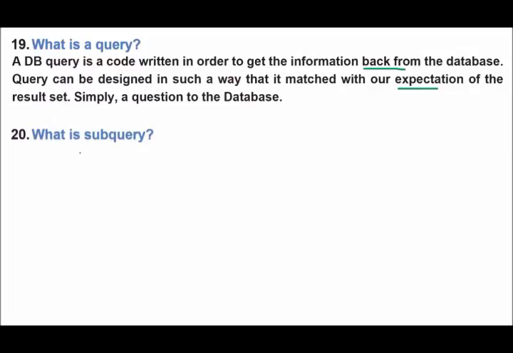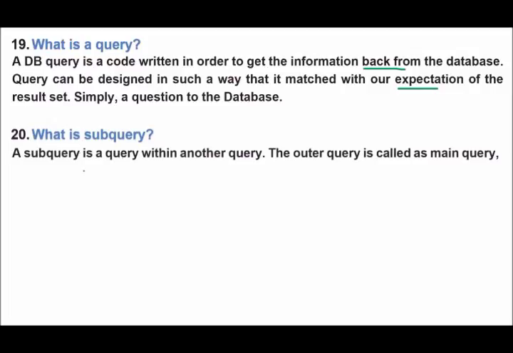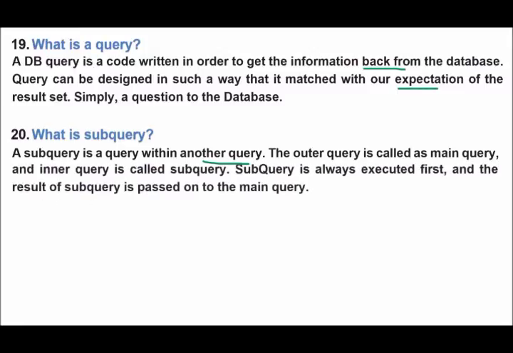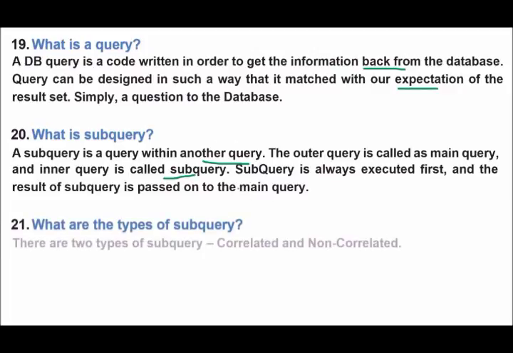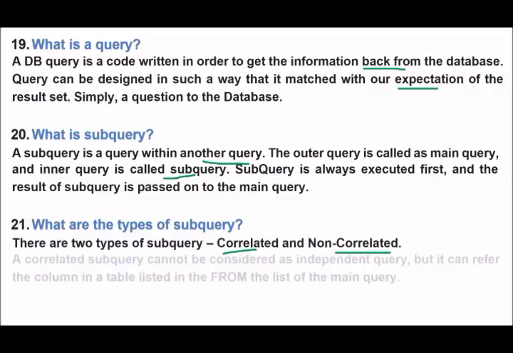What is a subquery? A query inside your query. So a subquery is a query within another query. The outer query is called the main query, and the inner query is called the subquery. The subquery is always executed first, and the result of the subquery is passed on to the main query. What are the types of subquery? There are two types of subquery. They may be correlated or non-correlated.